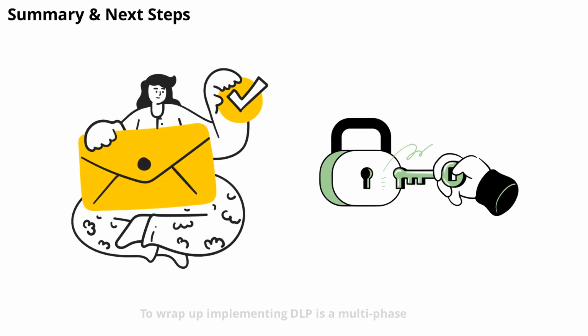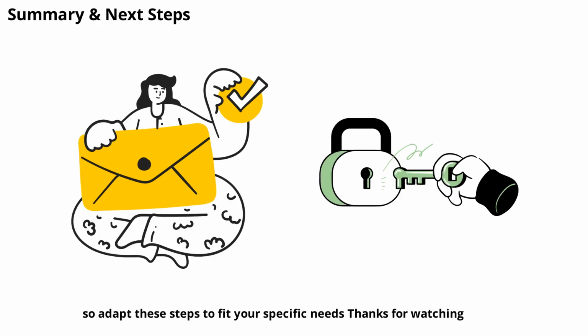To wrap up, implementing DLP is a multi-phase journey that typically spans several months. By following a structured timeline, engaging stakeholders, and focusing on continuous improvement, you can protect your organization's sensitive data effectively. Remember, every organization is unique, so adapt these steps to fit your specific needs.